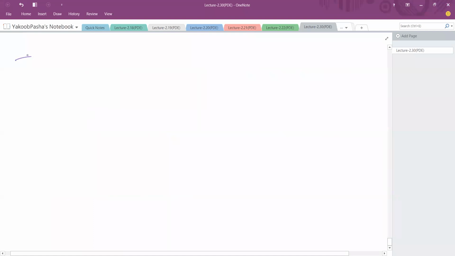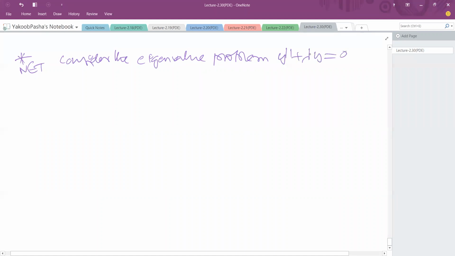Consider the eigenvalue problem: y double dash plus lambda y is equal to 0 for x belonging to the open interval minus 1 comma 1, y of minus 1 is equal to y of 1, y dash of minus 1 is equal to y dash of 1. Which of the following statements are true?